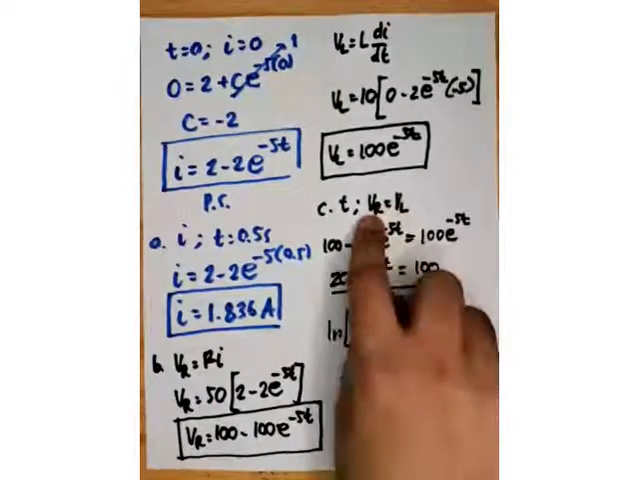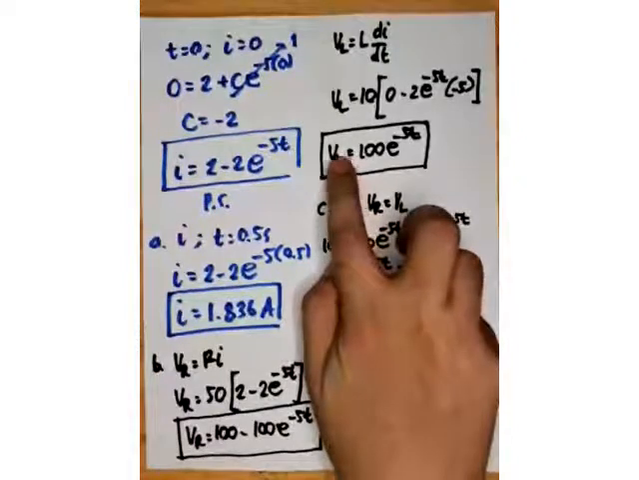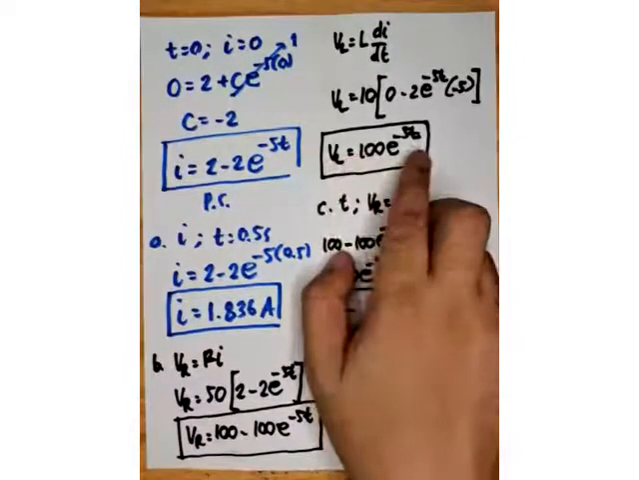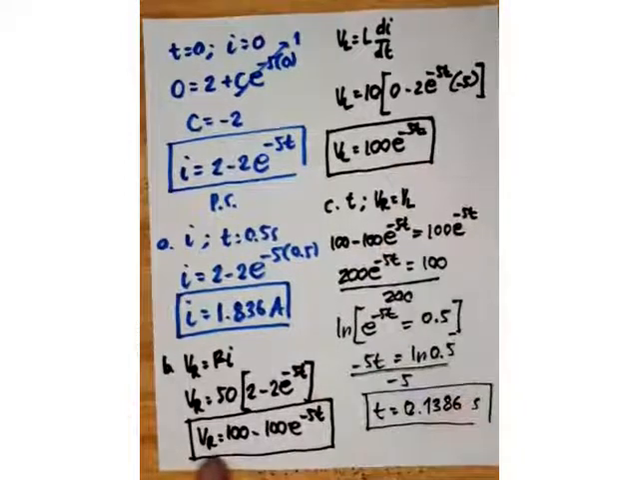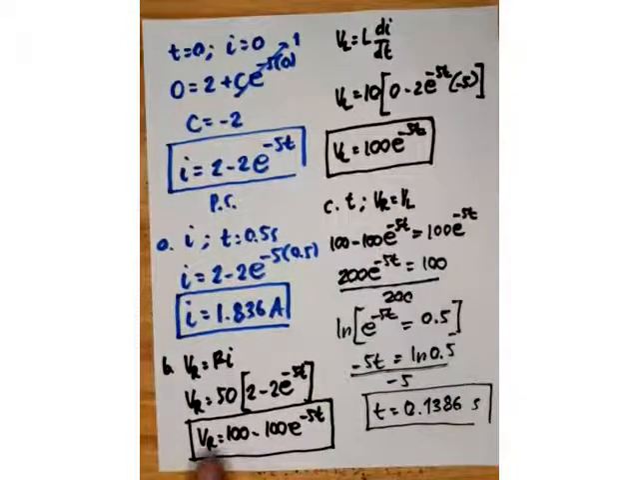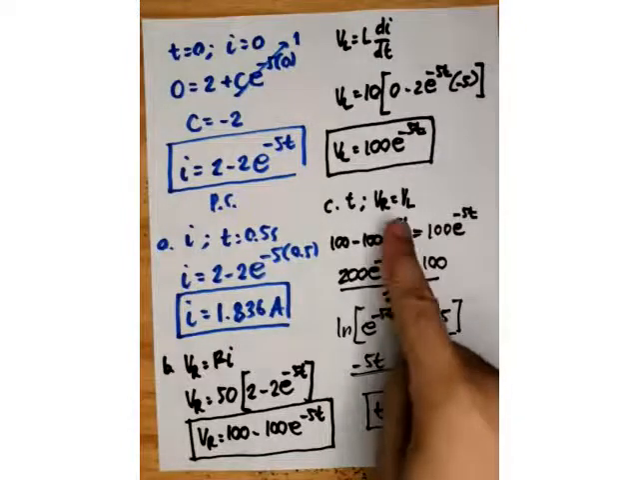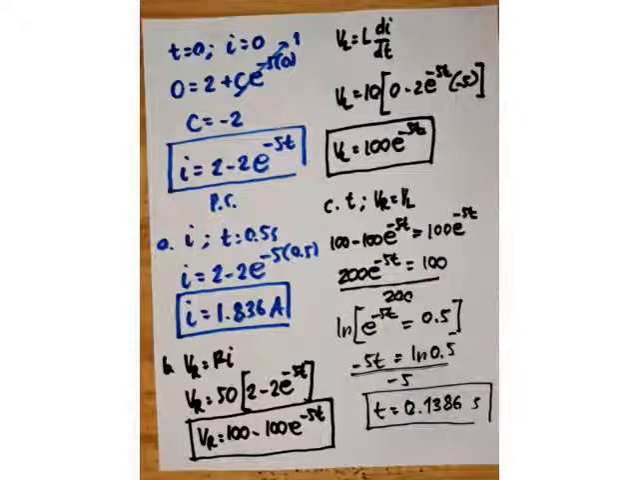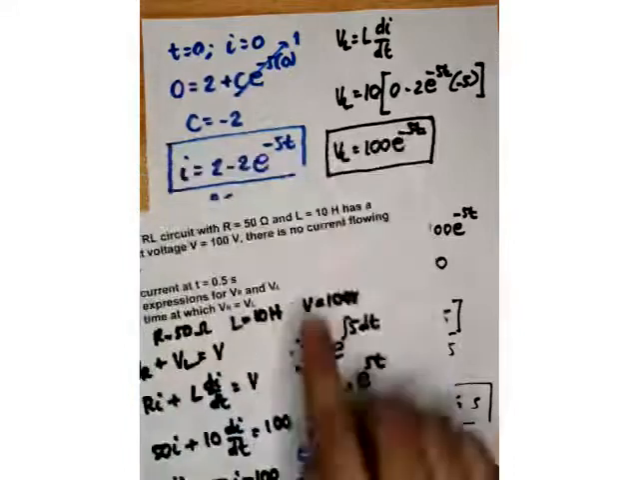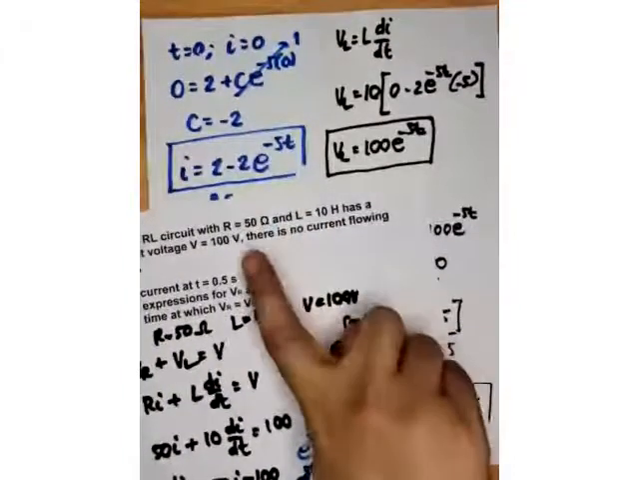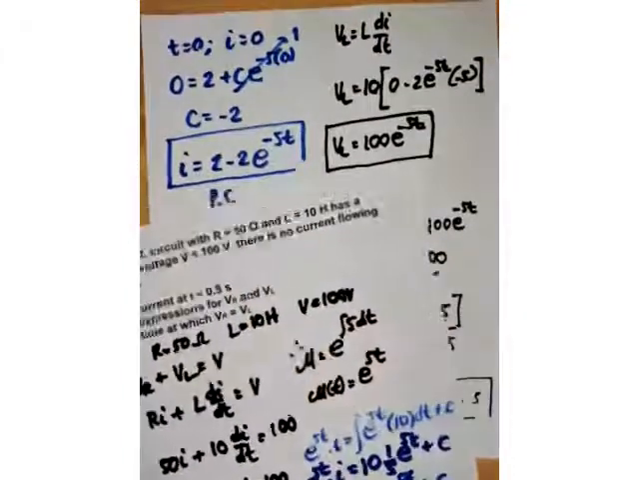So pwede namang i-substitute na dito sa equation na to yung 50 and then get the value of t. Or pwede rin naman dito i-substitute niyo yung 50 to get the value of t. Okay, so we will have the same answer. Ako sinunod ko lang yung condition that they are equal, so I didn't find any value. But since given naman tayo ng value niya, which is 100 volts, we can use that one.